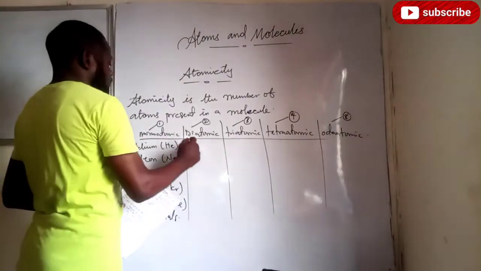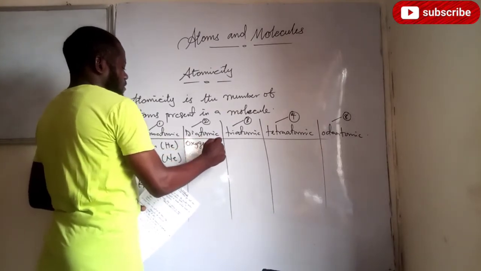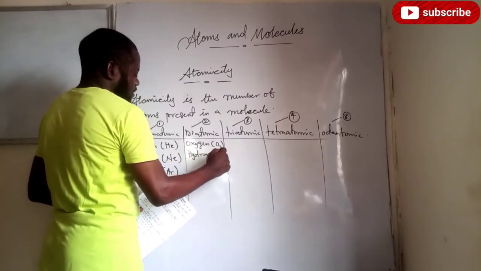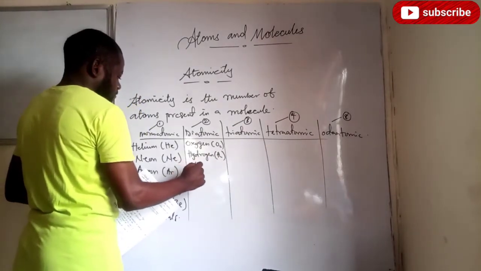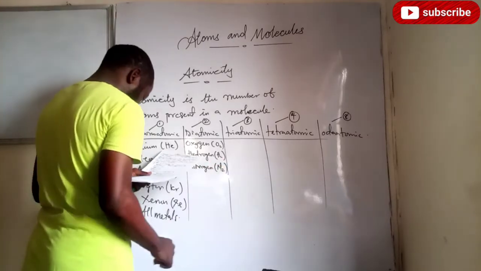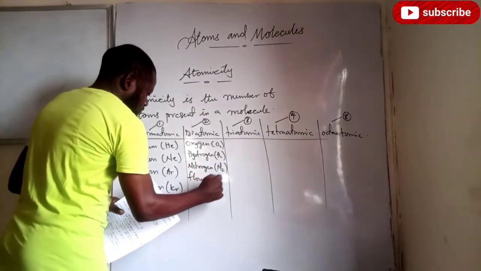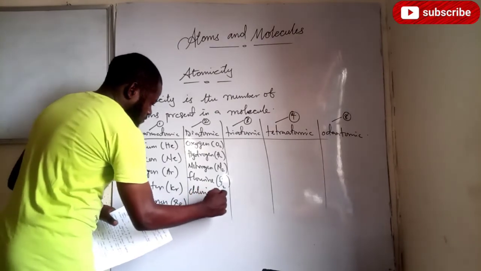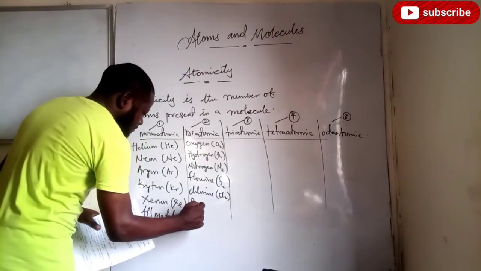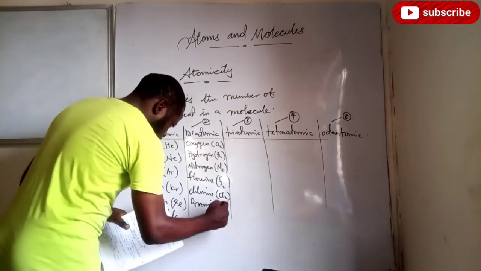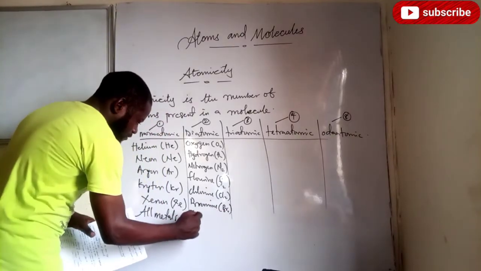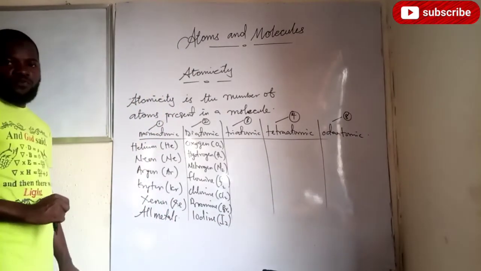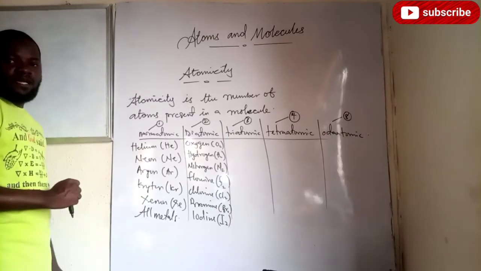Now for diatomic, we have oxygen, O2, hydrogen, H2, nitrogen, N2, fluorine, F2, we have chlorine, Cl2, we have bromine, Br2, then we have iodine, I2. Are we together now? All these are examples of diatomic.